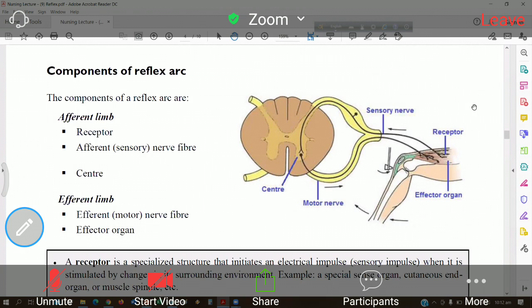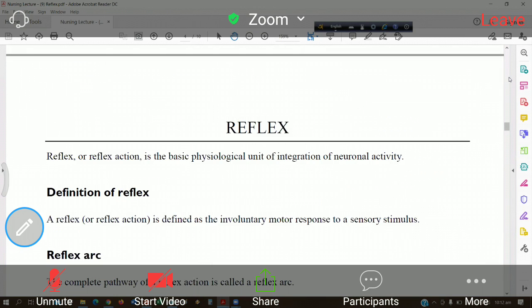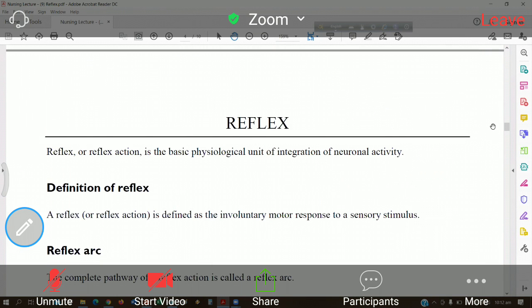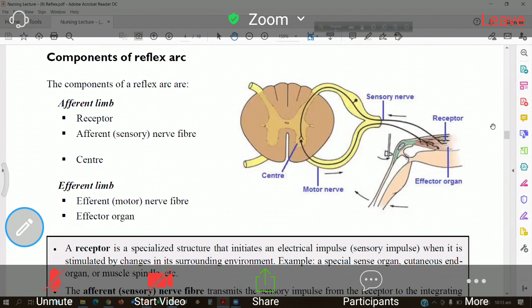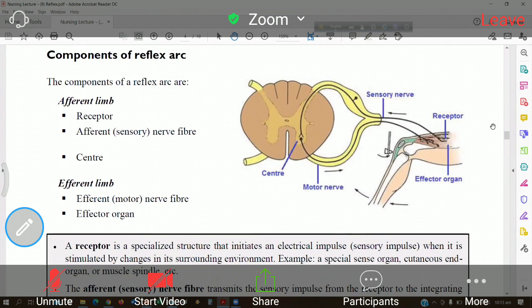sensory nerve fibers. The receptors may be mechanoreceptors, chemoreceptors, nociceptors, or electromagnetic, or other types. So there are receptors involved. The first component is the receptor. Receptors we know are biological transducers that convert one form of energy into another.